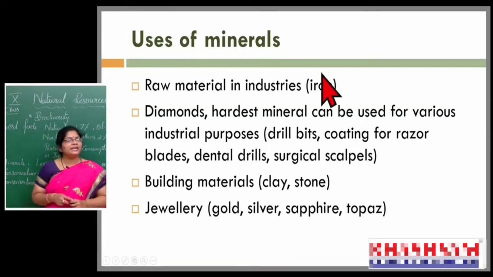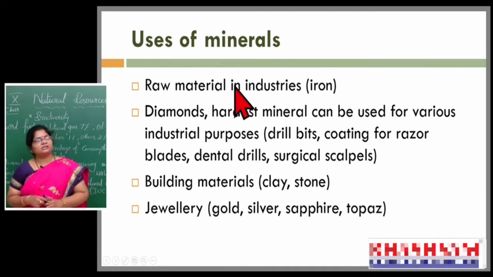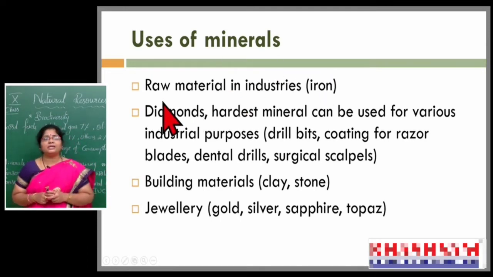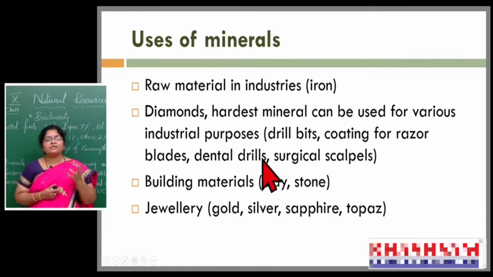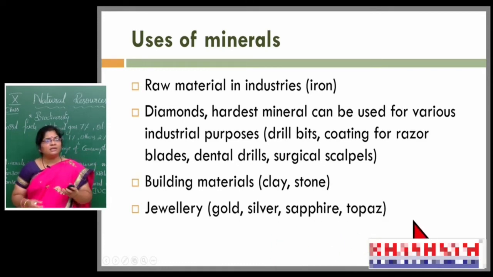The next important thing is minerals. Different kinds of raw materials like iron, aluminium, bronze, copper, gold, silver, different kinds of minerals we are getting from the soil. Diamond, the hardest mineral, can be used in various industries for different purposes, and we are getting different stones, graphite and so on for building materials, and we are preparing different kinds of jewellery items with the help of platinum, gold, silver and so on. Like that, minerals are highly helpful for us.